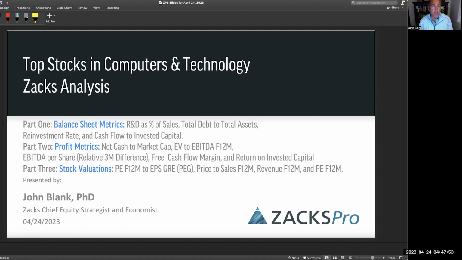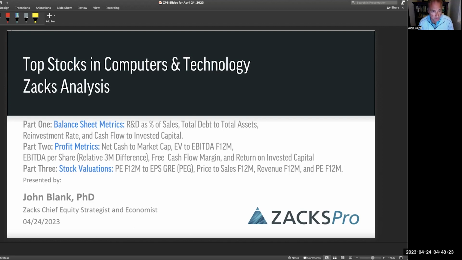First one, balance sheet metrics. We'll go through their R&D as percent of sales, total debt to total assets, a reinvestment rate, and the cash flow to invested capital. Lots of balance sheet metrics can show us good and bad companies. Profit metrics, very straightforward here. Of course, more profits better. And we have a lot of different variables to look at. Net cash to market cap, enterprise value to EBITDA on a forward 12-month look, EBITDA per share, free cash flow margin, and return on invested capital, ROIC.